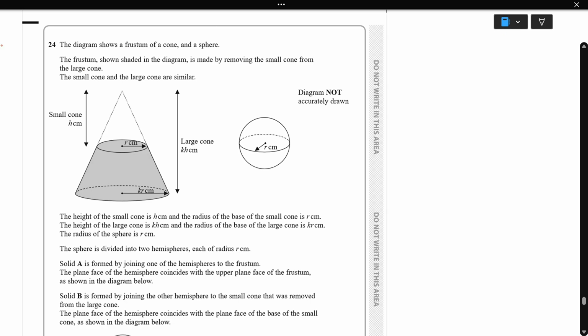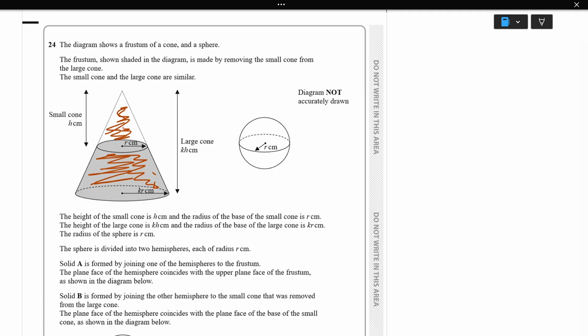Yeah, so this question, the diagram shows a frustum of a cone and a sphere. The frustum is shown shaded in the diagram. So the shaded area here is the frustum, and there is one small cone cut down. This is the empty area, the other part, the cut down part.